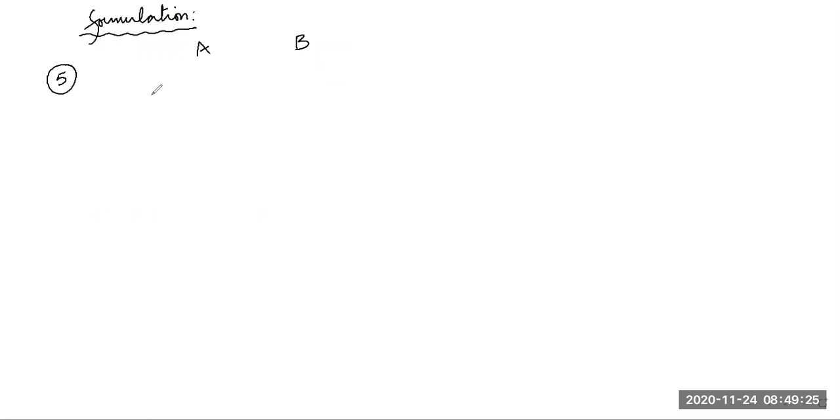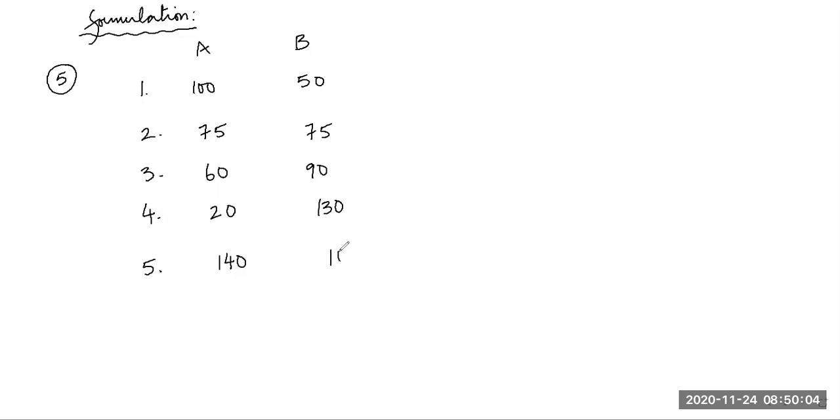Now what happens? On the first day, player A makes 100 runs, player B makes 50. On the second day, both make 75. On the third day, this player makes 60 runs and this player makes 90 runs. On the fourth day, this player makes very few runs, 20 runs, and this one makes 130 runs. On the fifth day, this player scores pretty well, very good, 140, and this player makes only 10 runs.